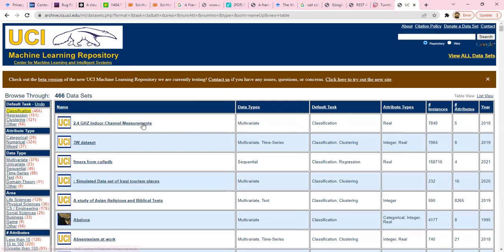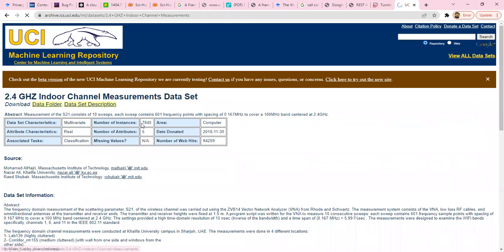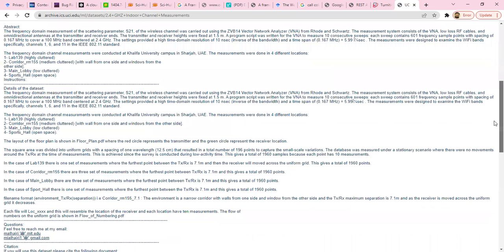If you want to see this data set, you can just click here and you can see the number of attributes or number of features is 5, the number of instances or samples or examples is 7,840, and the area is computer, multivariate, and the data is classification data. There is no missing value in the data, so no need for pre-processing. If you want to see the data set, you can just go to the data folder. If you want to see the relationship information, you can just go down and you can see that.